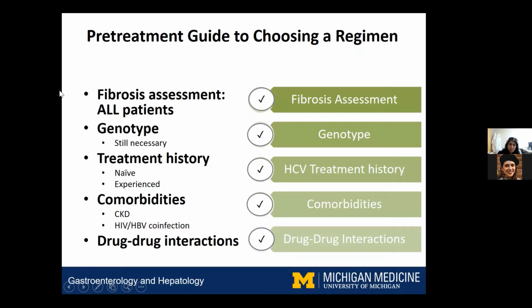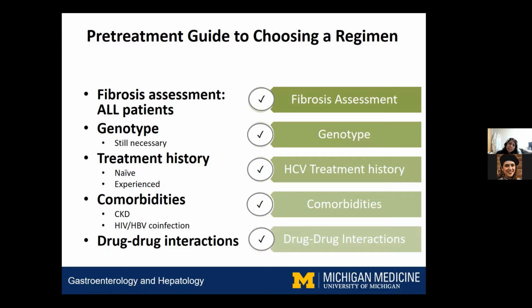So it's really important as part of your pre-treatment assessment to think about assessing a few additional things so that you have a really good grasp of where the patient is starting before treatment. So major things that we think about in terms of a pre-treatment assessment before selecting a regimen includes starting with a fibrosis assessment. And this is something that really needs to be done on every single patient living with hepatitis C. And I'll talk about how you can do that reliably and practically speaking in your practice.